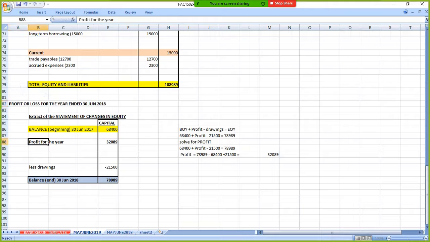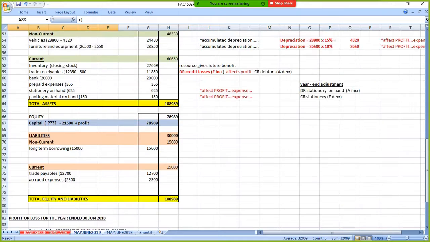C is 32,089. Choose the correct option here, this was multiple choice. Okay, how are we feeling? A bit better? Not so bad? Yeah, not too bad.